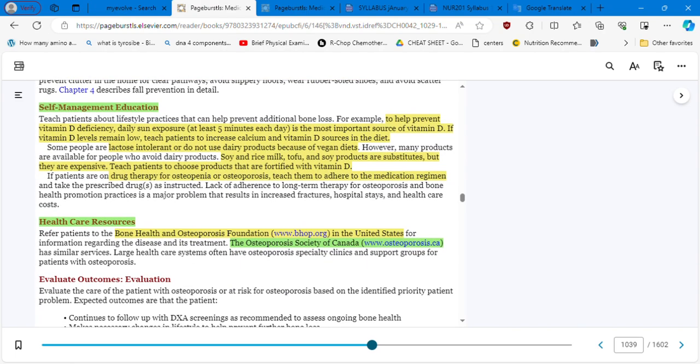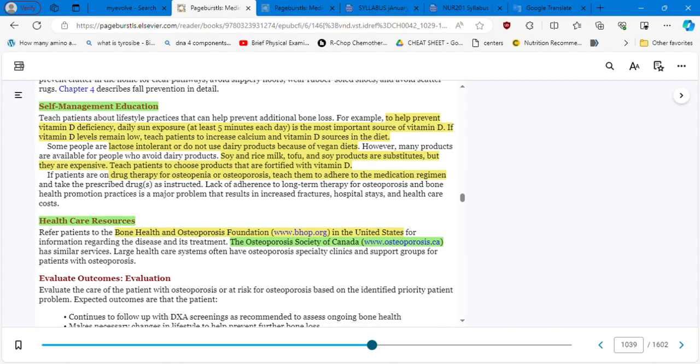Self-management education helps to prevent vitamin D deficiency: daily sun exposure, all the factors related to vitamin D, how to increase calcium, and the proper way to take calcium. Also supplement with good nutrition. In case of lactose intolerance, eat more rice and soy meal, tofu, which are very good substitutes for calcium, and also be compliant with the drug therapy as prescribed by the primary care provider.